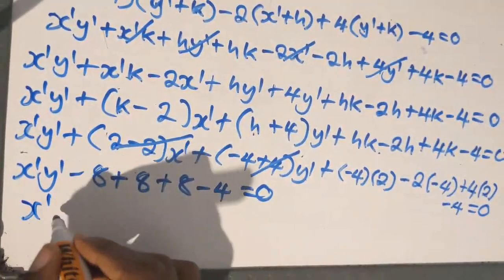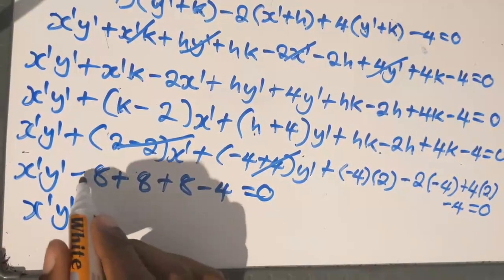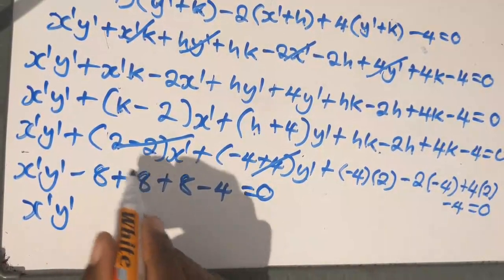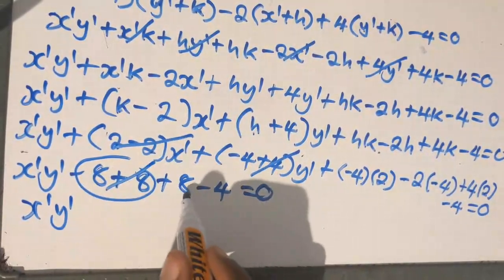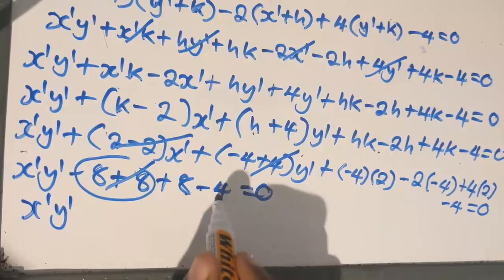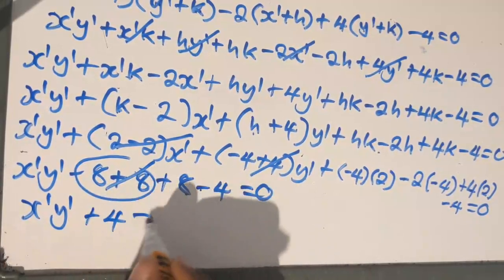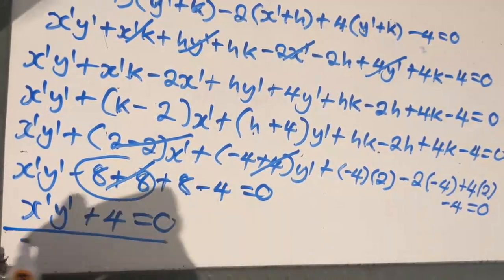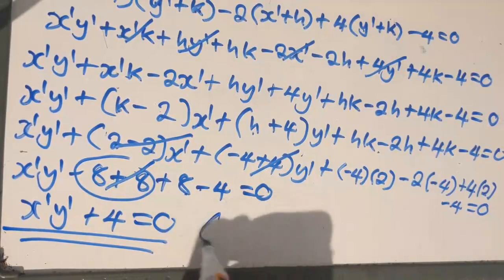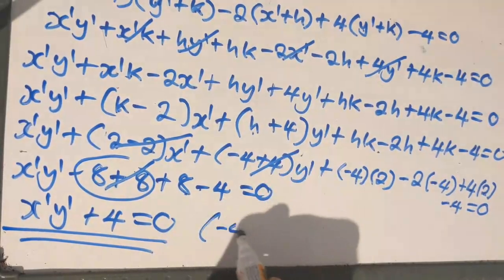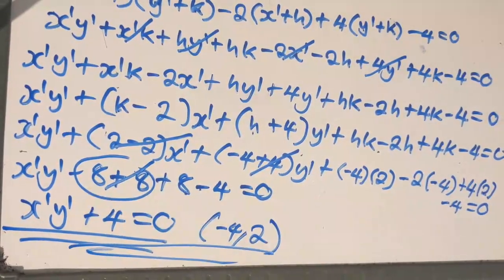So we are solving. We are almost there, finding the new equation. So here, negative 8 plus 8, that is 0. So here we have what? We have 0, so we are cancelling this. So this is going to be 8 minus 4. 8 minus 4 is just positive 4, so it's positive 4, then equal to 0. So this is the new equation to that. The center, we said that it is what? Negative 4, 2. So this is how we do it.